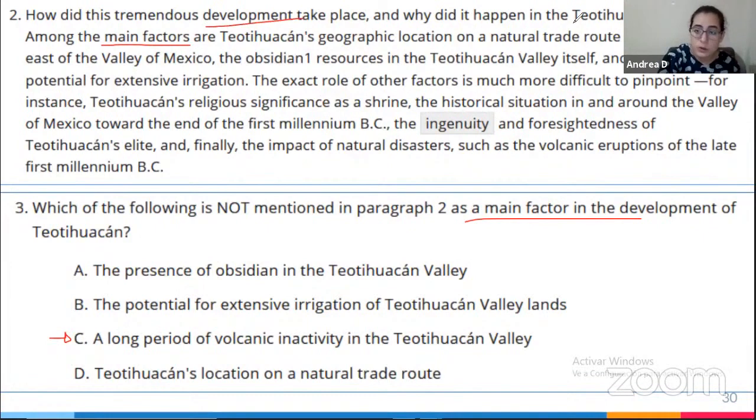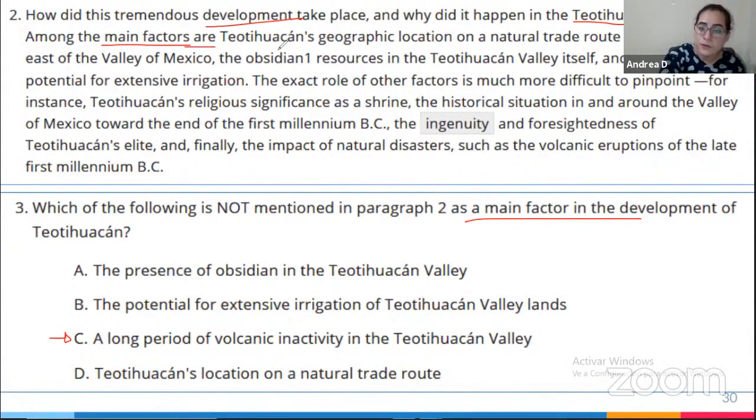And now, my advice: whenever you have your keywords, believe me, the answer is almost always going to be in just one sentence. As I said, it's not going to be in the entire paragraph. So we have the main factors are, and that's where our answer was going to be.